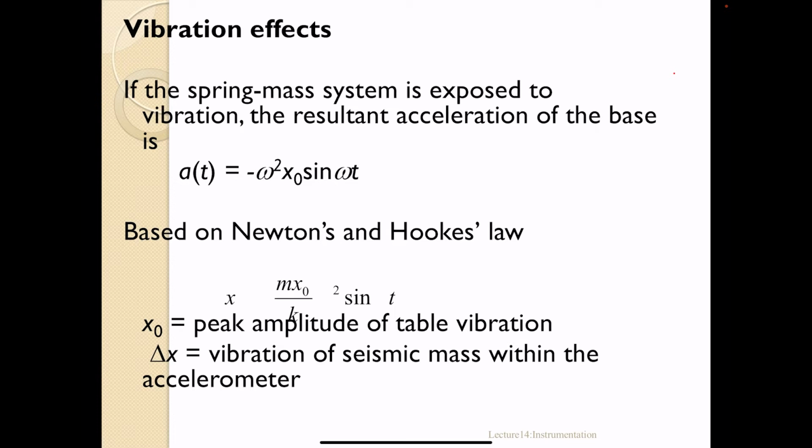So the vibration is given by this equation here, and we can put the same equation into the equation of spring mass accelerometer. So from this equation, we get delta X is equal to M over K X naught omega squared sine omega t, where X naught is the peak amplitude of the table vibration. Delta X is the vibration of seismic mass within the accelerometer.